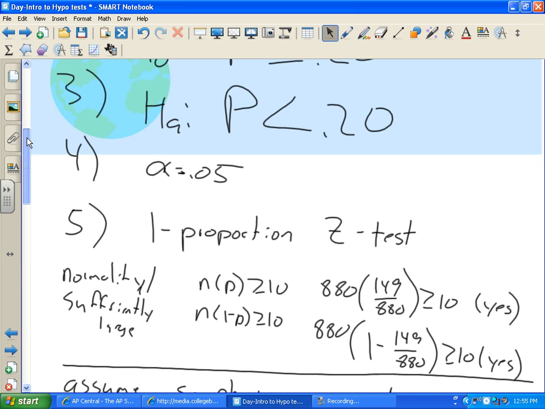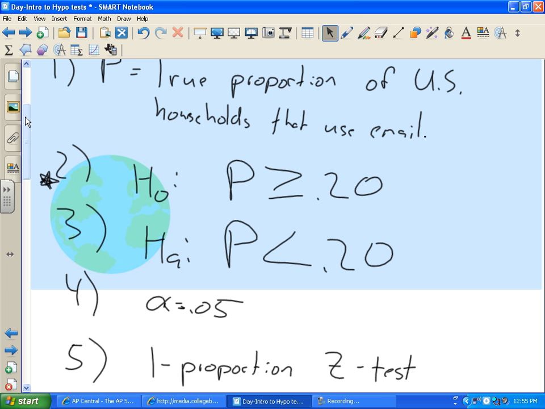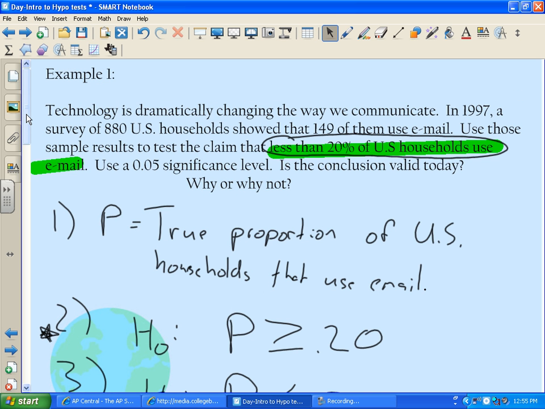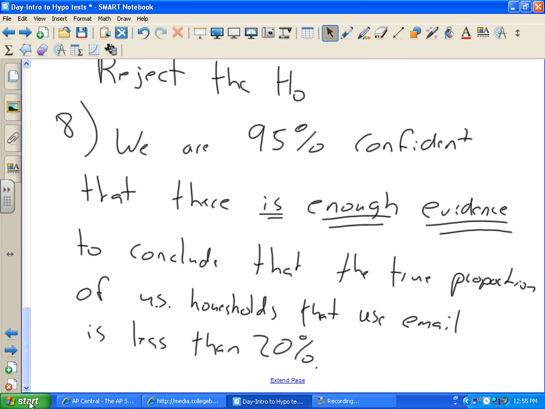The null is that it's greater than or equal to 20%. No, the claim. It says test the claim that. So it says test the claim. I want to prove that. Okay? All right.